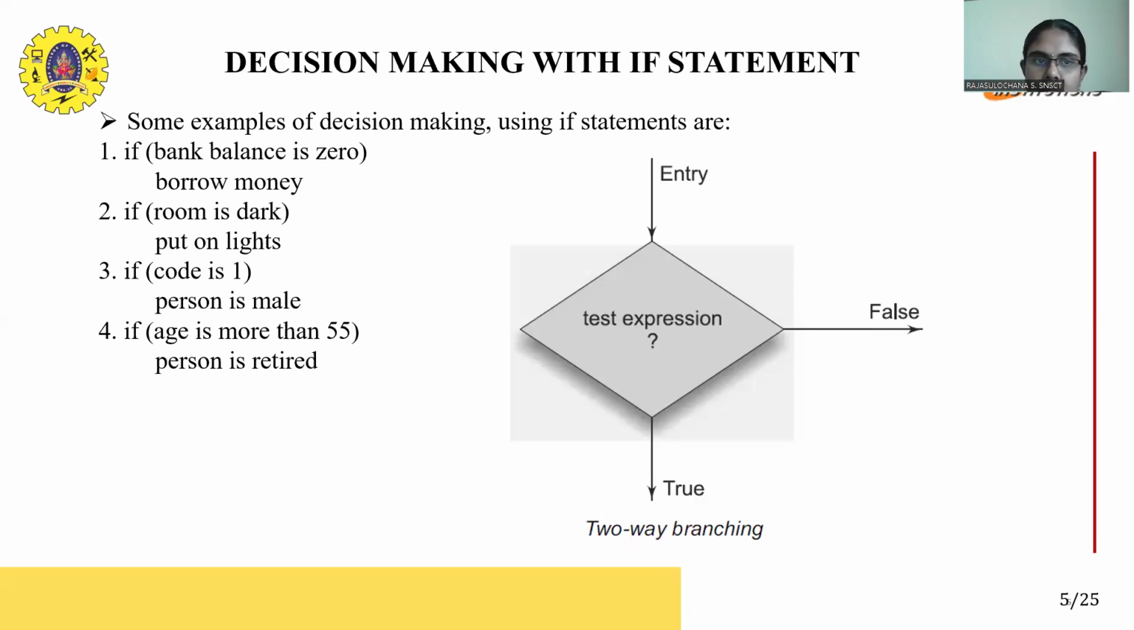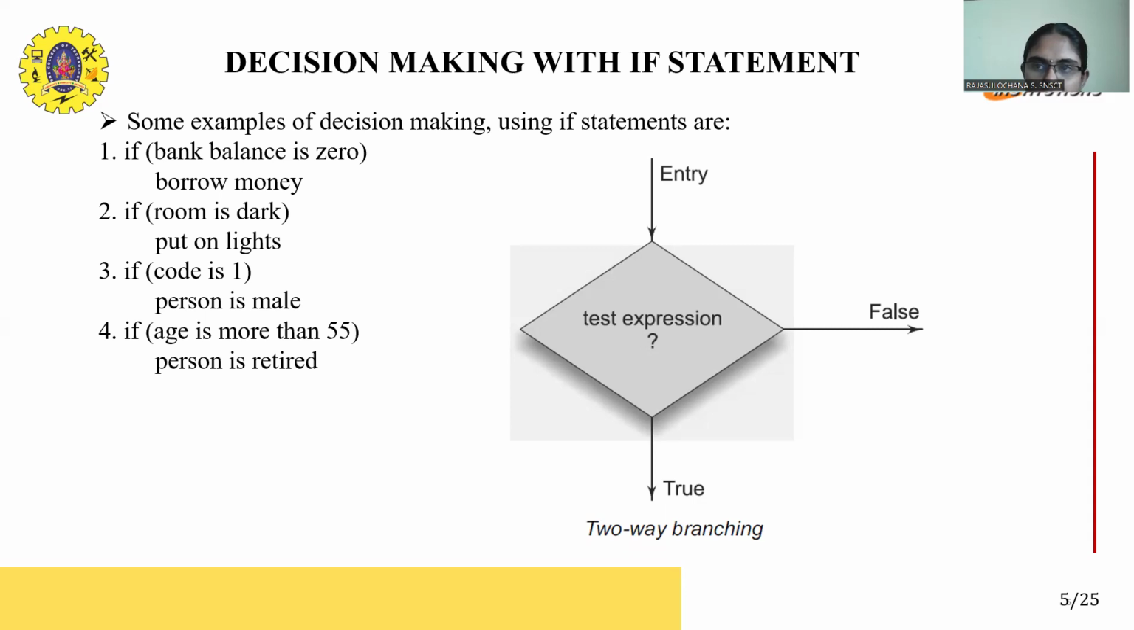Now let us see some examples for decision-making statements. I said inside the parentheses we have to give some expression, and that expression will be evaluated. Here, for checking the bank balance, inside if I am giving: if bank balance is equal to 0, which means I have to borrow money. The input to be received from the user is the bank balance. That bank balance is checked against 0. If it is equal to 0, your bank balance is nil, so you have to borrow money from someone.